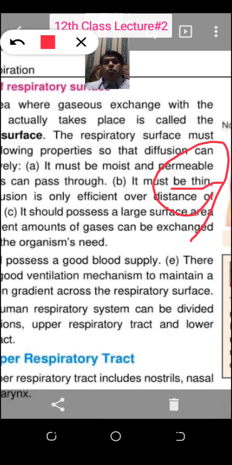And if you are not a smoker and you have no problem of infection, you are fine. In coronavirus, what is happening in the current coronavirus? Alveoli cells are being damaged. When alveoli cells are damaged, what will happen? Alveoli cells will be less in number. When they are less in number, it means the surface of the alveoli will decrease.